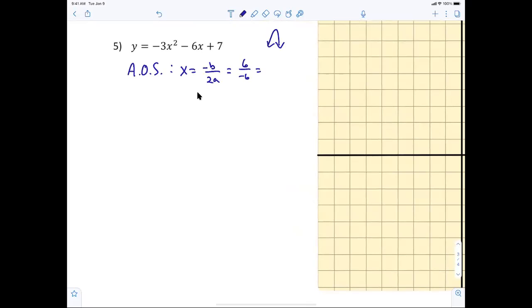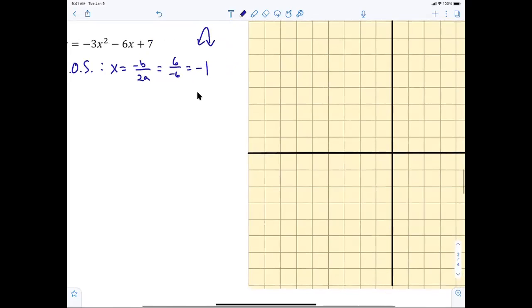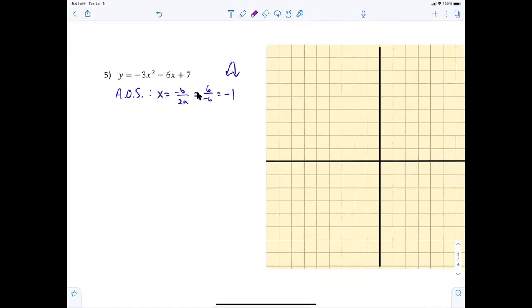Which is? Anybody else get negative 1? Yeah. All right, so here we go. Now we're going to graph x equals negative 1. You're right, x equals negative 1. So we're graphing x equals negative 1. Now let's plug negative 1 in for step 2.